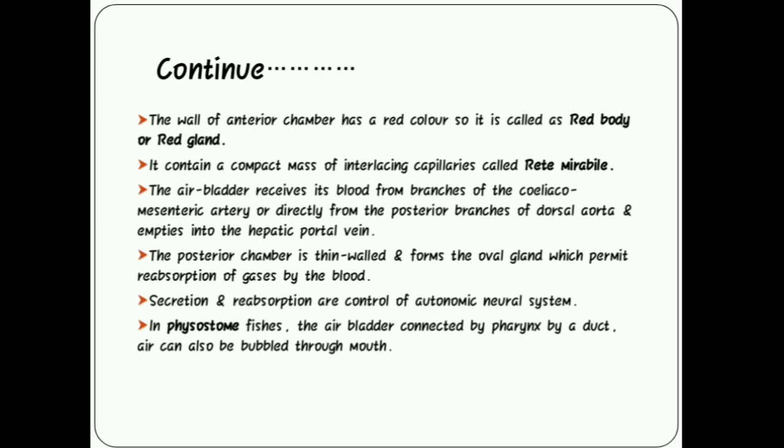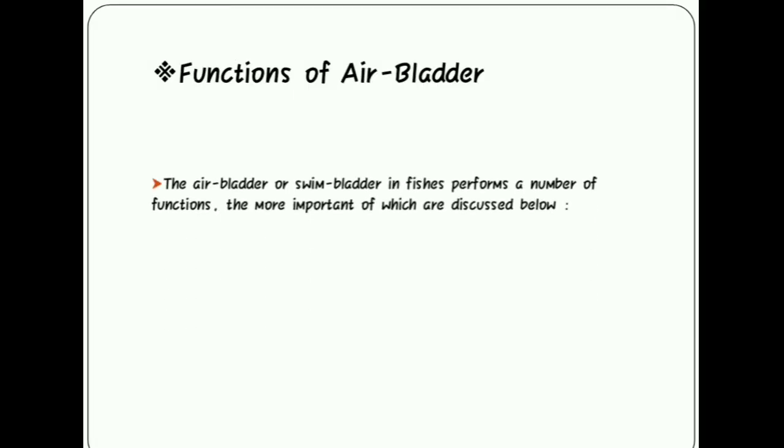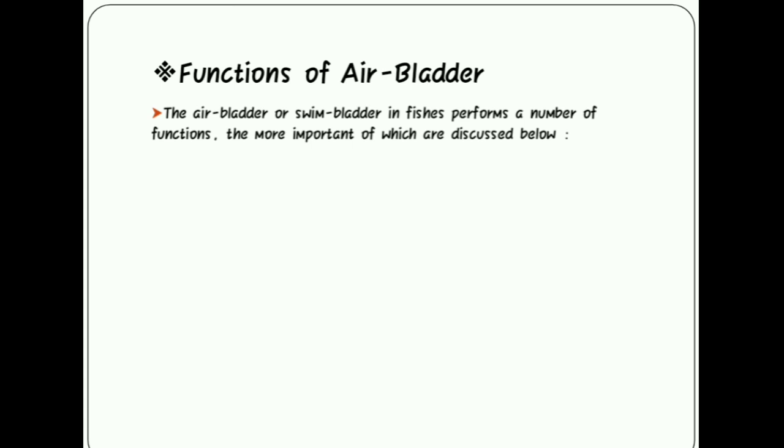The air bladder is connected to the pharynx or esophagus by a duct, so it is called physostomous fish, because they have a duct, and air can also be bubbled through. Now we are discussing the functions of air bladders. The air bladders have many functions.